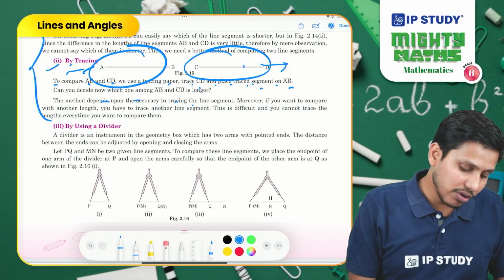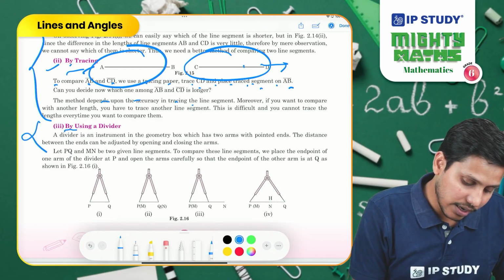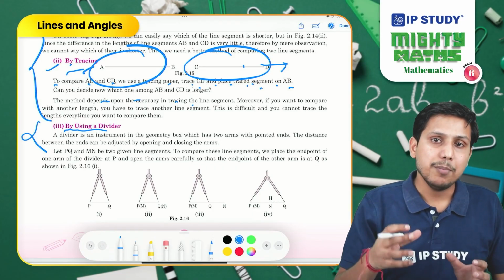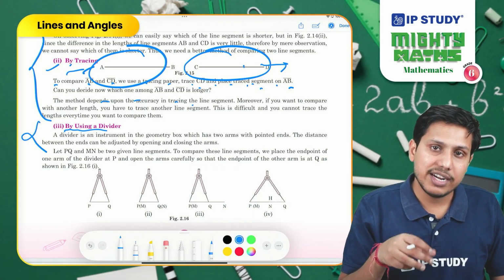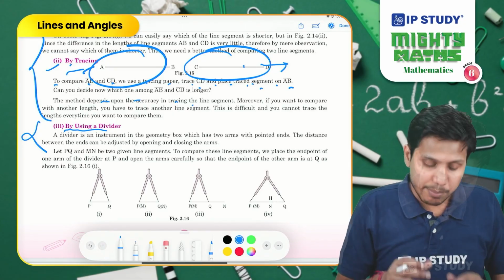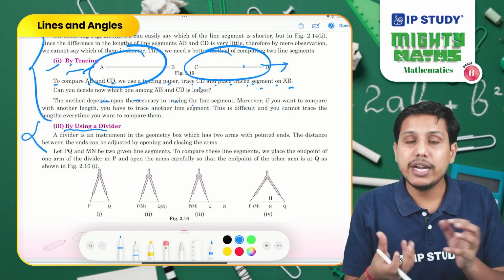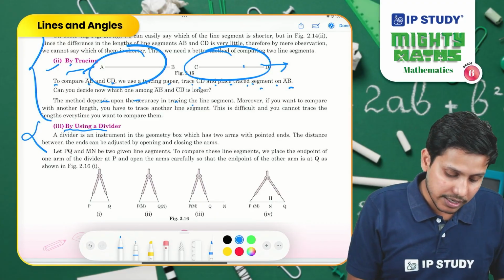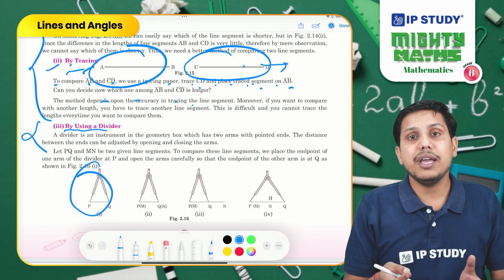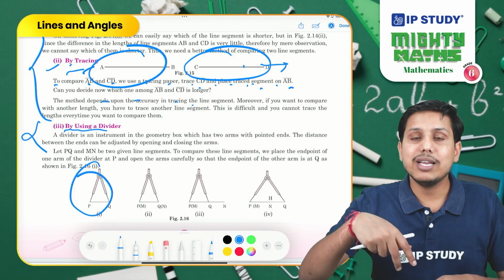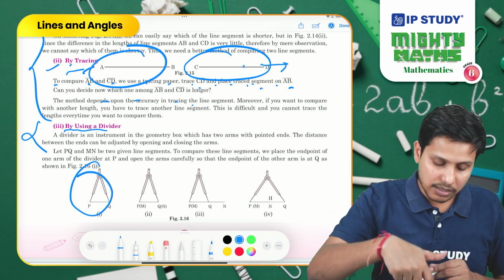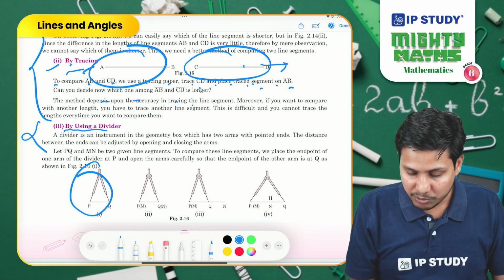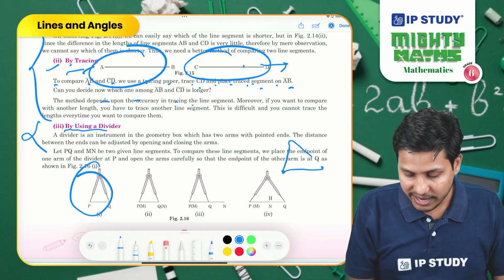Now, this can be quite complex and errors can occur while comparing. So there is a third method, which is using a divider. In our geometry boxes we have many instruments, out of which one is the divider, which looks like a compass. It doesn't have any place where a pencil can be put, but it looks like this. To compare two line segments, we keep the divider on the first and open it like this.